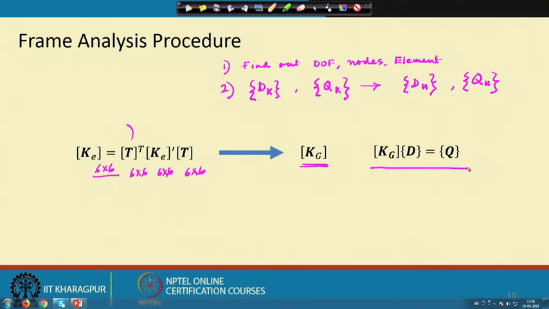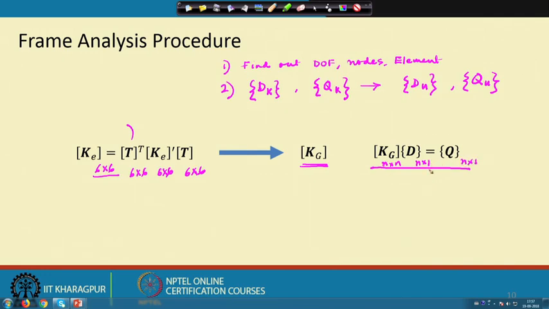Now, once you know this Kg, this is the equilibrium equation in the global system, or the global degrees of freedom. Suppose the degrees of freedom of a structure is n. Then this global stiffness matrix will be n cross n, and D will be n cross 1, and Q will be n cross 1.